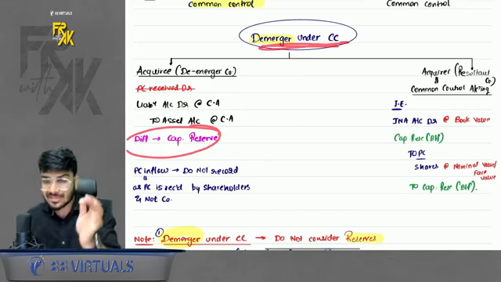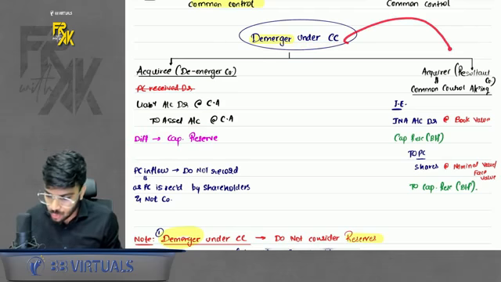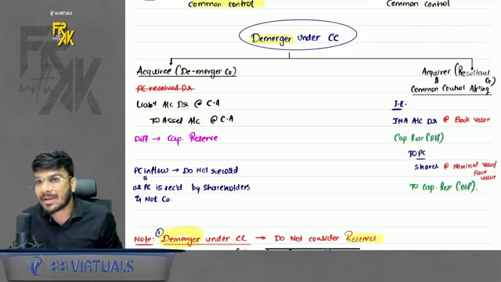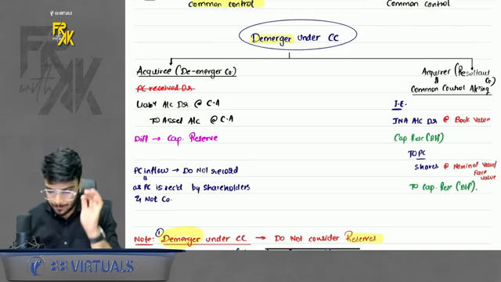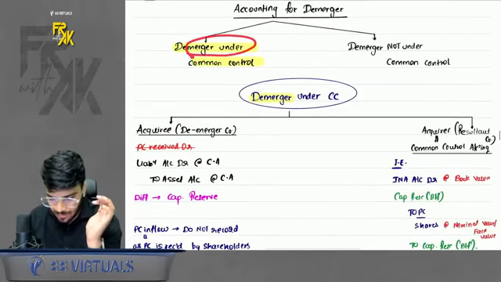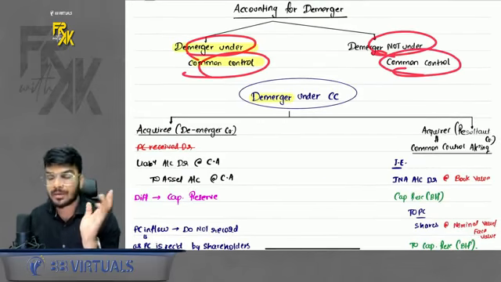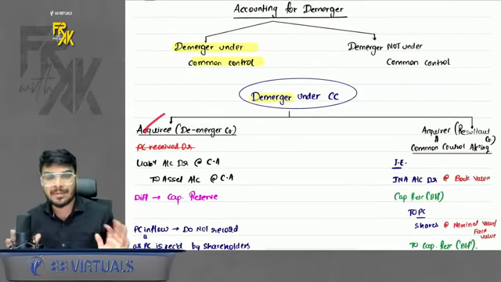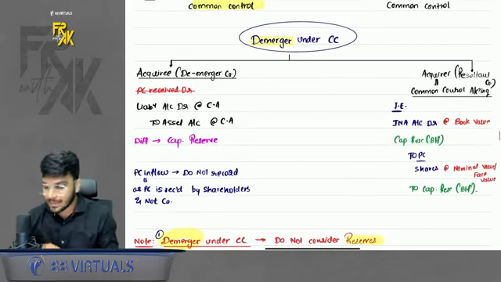Now, because this is a demerger under common control, whose accounting will be affected? Acquirer's accounting will be affected. Let me give you a hint. It may be demerger under common control. It may be demerger not under common control. Accounting of acquiree is the same in both the cases. The difference comes in the accounting of acquirer.